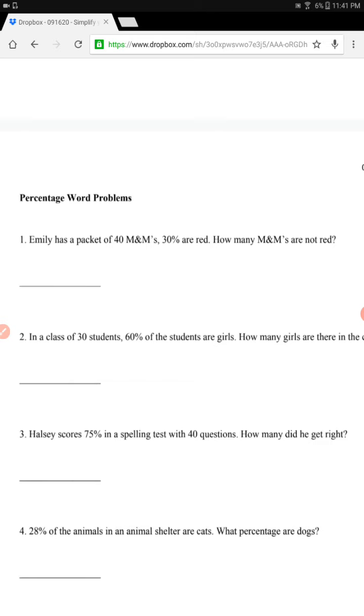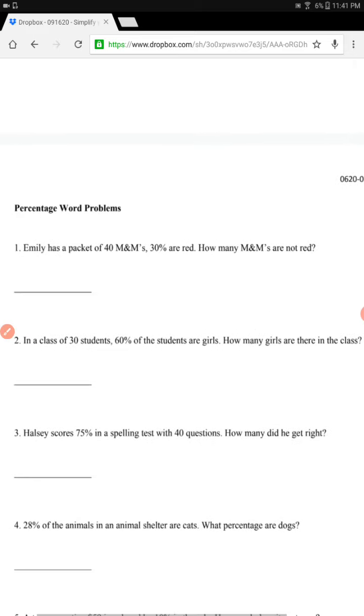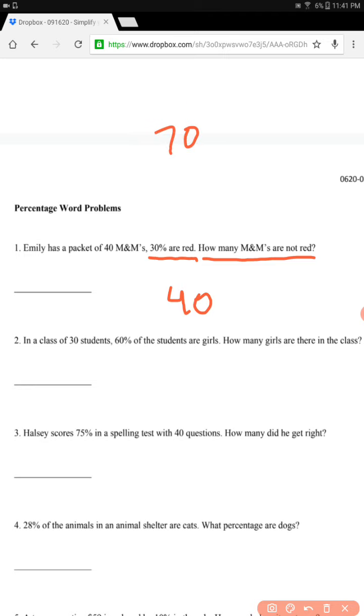So, what we can do here is set up a proportion. So she has 40 M&Ms and 30% of them are red. Or actually, I don't think we even need to set up a proportion here. So 30% are red. And how many M&Ms are not red is what the question is asking. So since 30% are red, 70%, the rest, are not red.